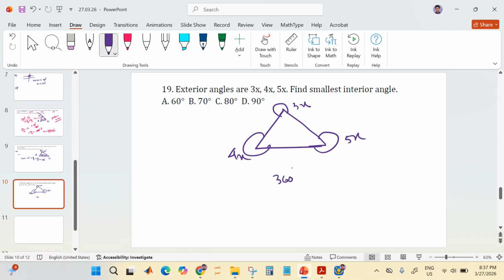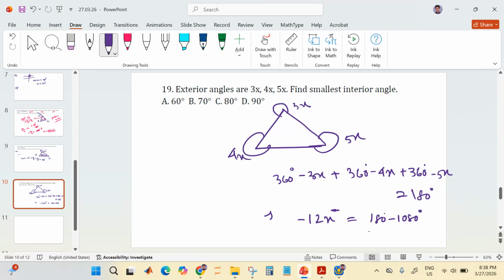So 360 minus 3x plus 360 minus 4x plus 360 minus 5x equals 180 degrees. Three times 360, that means what? It is 1080, I think. So 3x, 5x, 9x, sorry, 12x, minus 12x equals 180 degrees minus 1080 degrees. So it will be minus 900. Minus minus will be cancelled. x equals 900 by 12.